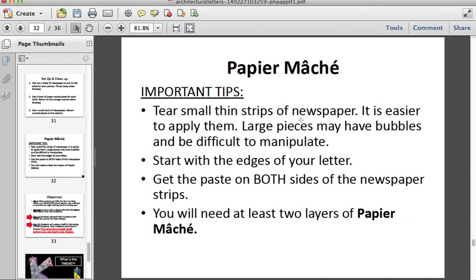You want to tear small, thin strips of paper because they'll be easier to apply, especially as you go around the curves. You want to start at the edges of your letter and get the paste on both sides of the newspaper strips. You'll also want to do about 2 layers of this paper mache so that it's nice and thick.